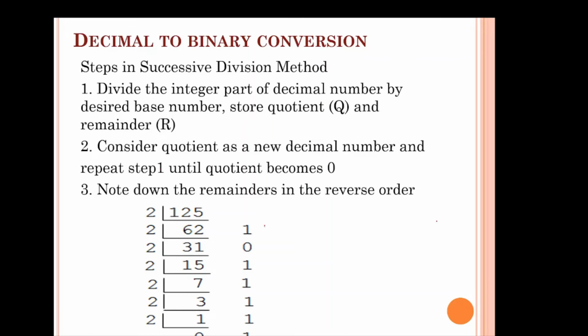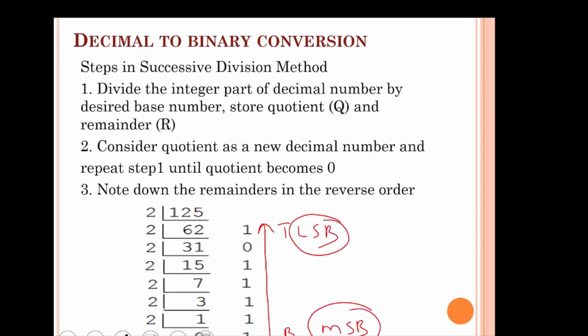You have to note down all the remainders in the reverse order, from bottom to top. This is going to be the most significant bit and this is going to be the least significant bit. In this way, you can convert the given decimal number into its binary equivalent. This is called the successive division method, because you have to divide that number until your quotient becomes 0.